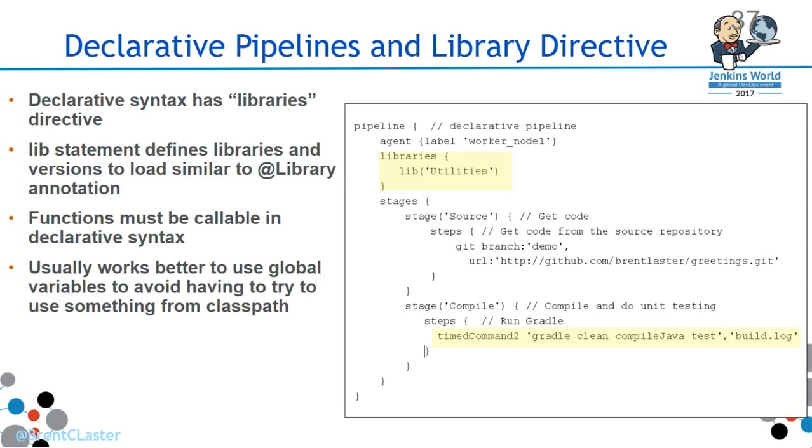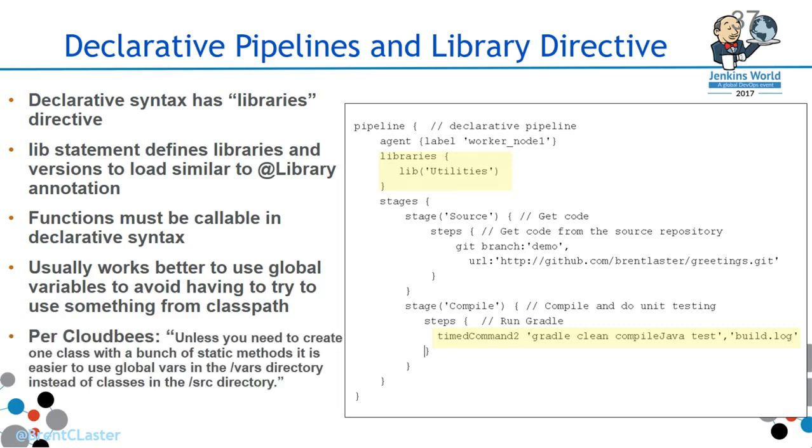Usually it works better to use global variables to avoid having to try to use something from the class path. So what that means, it's usually going to work better to do it in the vars area versus having it in the source path out there. From CloudBees, and this is something I got when I asked about this, they said unless you need to create one class with a bunch of static methods, it's usually easier to use global variables in the vars directory instead of classes in the source directory.